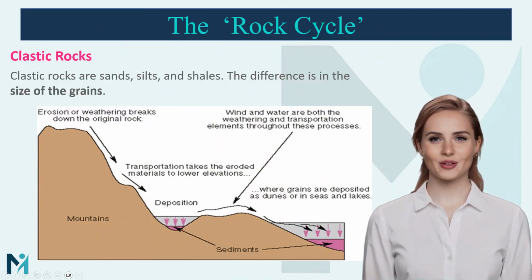Let's now dig deeper into clastic sedimentary rocks, which play a central role in petroleum systems. Clastic rocks are made up of broken fragments of pre-existing rocks, and the key difference between the types of clastic rocks lies in one simple factor: grain size. At one end of the spectrum, we have sands, which are made up of larger, coarser grains, usually quartz. And these sands, when compacted and cemented over time, form sandstones, which are among the most important reservoir rocks in the oil and gas industry. They typically have good porosity and permeability, which means they can both store hydrocarbons and allow them to flow.